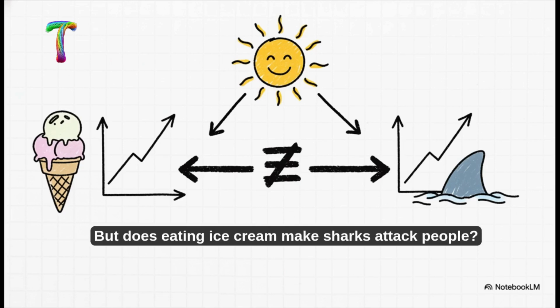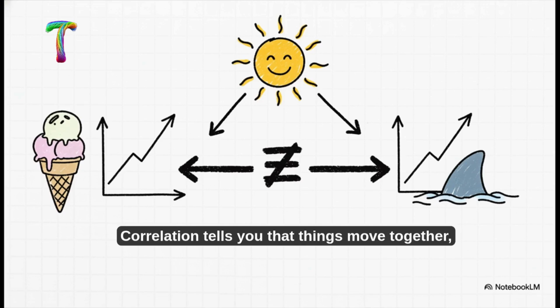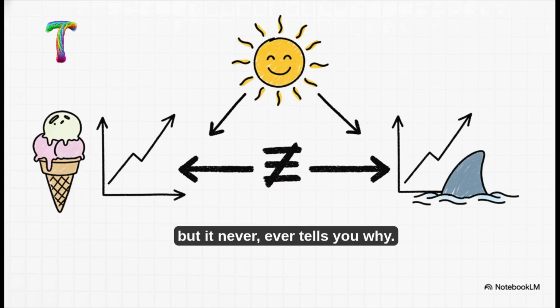For example, ice cream sales and shark attacks are highly correlated. But does eating ice cream make sharks attack people? Of course not. It's the hot weather, a third factor, that causes both. Correlation tells you that things move together, but it never, ever tells you why.